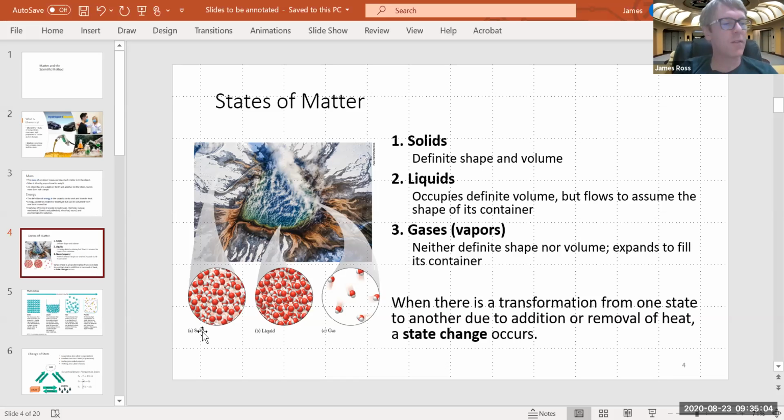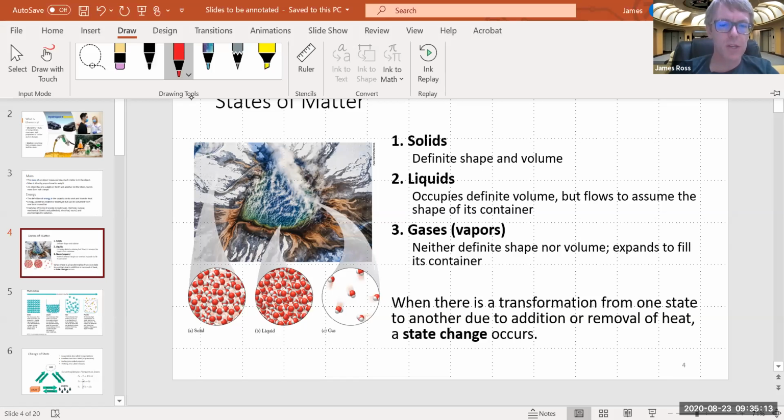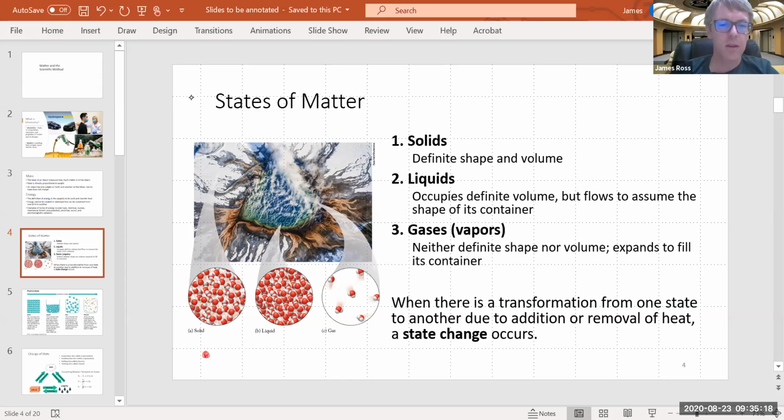Just for the sake of the diagram, for those that are not familiar with diagrams like this, the red spheres represent oxygen atoms. So what you've got is a red sphere colored in, which is supposed to be an oxygen atom, and then you've got two white spheres next to it like that. And this is supposed to be a water molecule. Not going to say too much more about it.